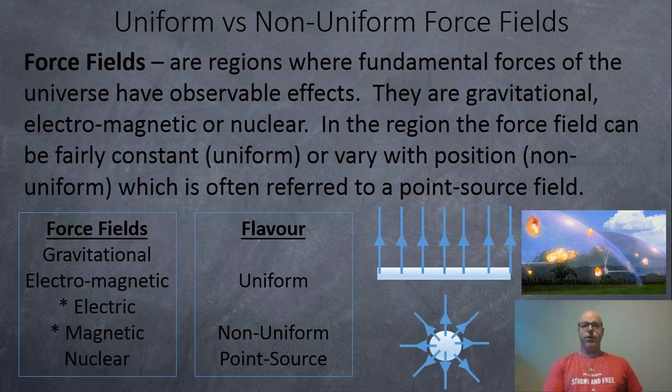So, force fields. They are regions where fundamental forces of the universe have observable effects. They are gravitational, electromagnetic, or nuclear. And in the region of the force field, it can be fairly constant, and then we call it uniform. Or it can vary a great deal with position. We call that non-uniform, and we also call that a point source, because you can pretend that the force field is originating at an infinitesimally small point inside the object that the force field is coming from.